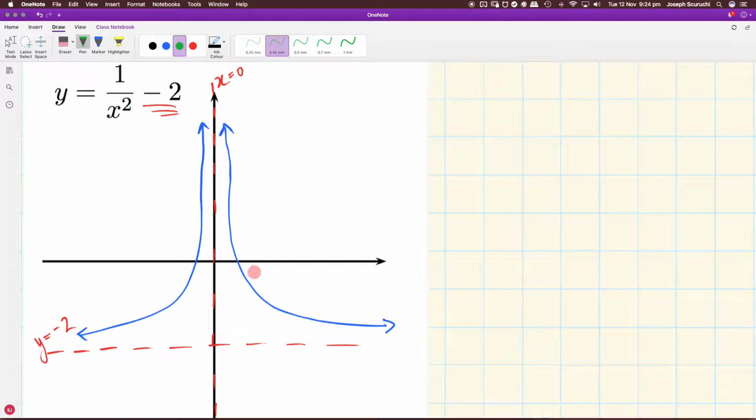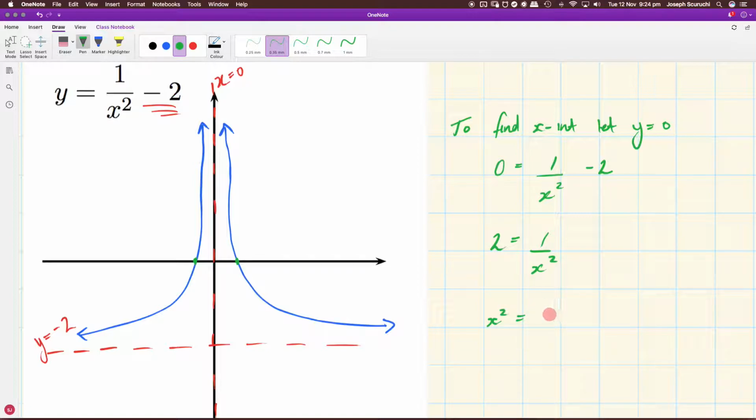And I notice the fact that I have 2 x-intercepts. So I would have to find what they are. To find the x-intercepts, let y equal 0. I'm going to let y equal 0, get 1 over x squared minus 2, plus 2 to both sides. Do some rearranging. I'm going to get x squared equals 1 over 2.